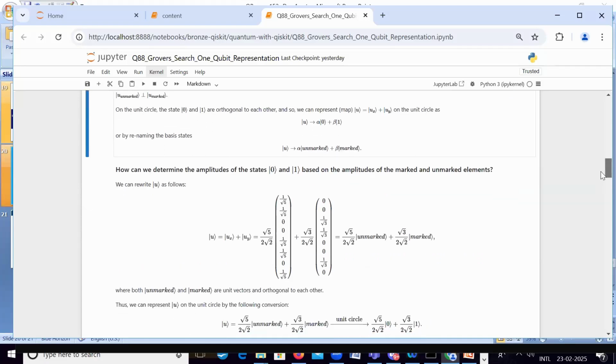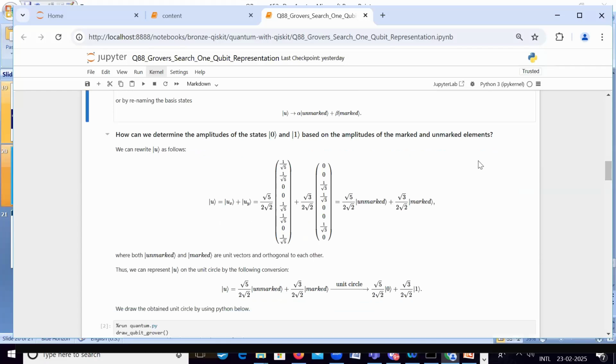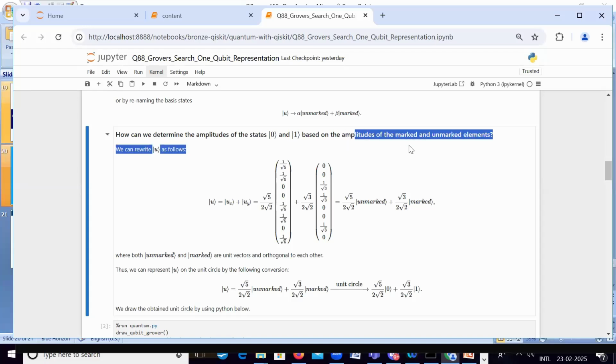How can we determine the amplitude of the state ket 0 and ket 1 based on the amplitude of the marked and unmarked element? So this is the one question to solve by calculations: to determine the amplitude of the states ket 0 and ket 1 based on the amplitude of the marked and unmarked element. Two different conditions are here.